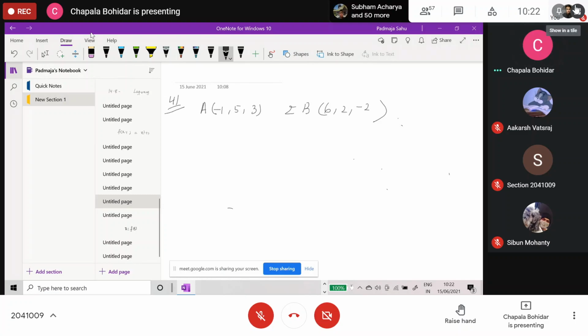Component. If two vectors are parallel, then one is the scalar multiple of the other. You may get that type of question.